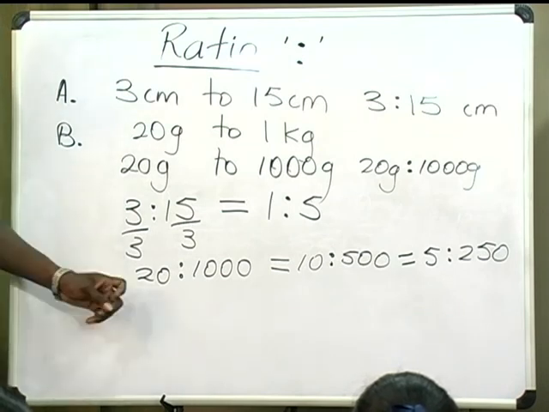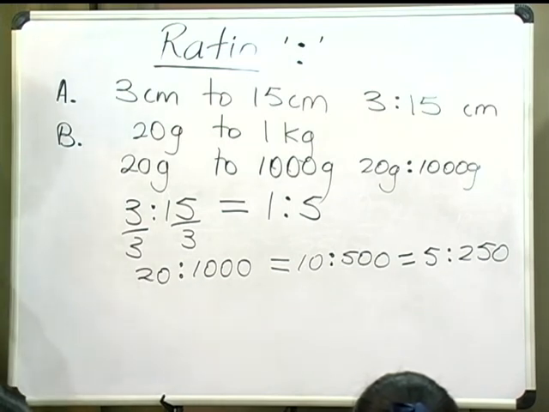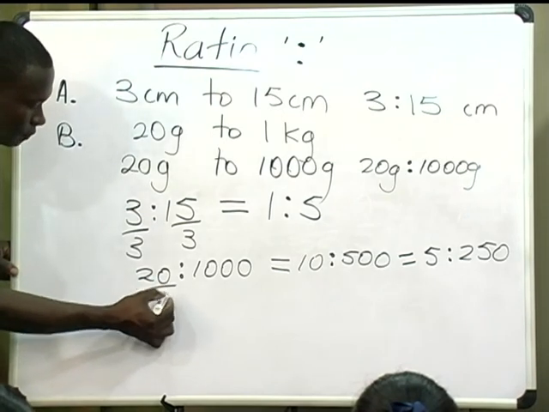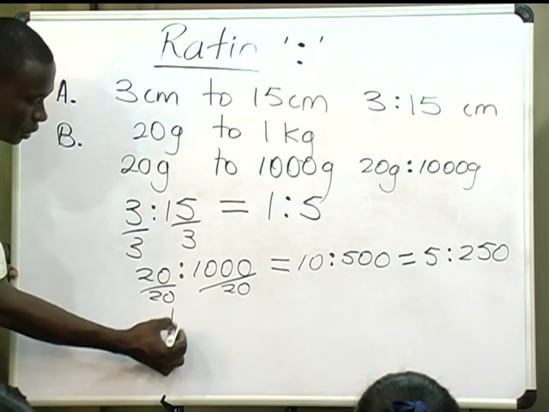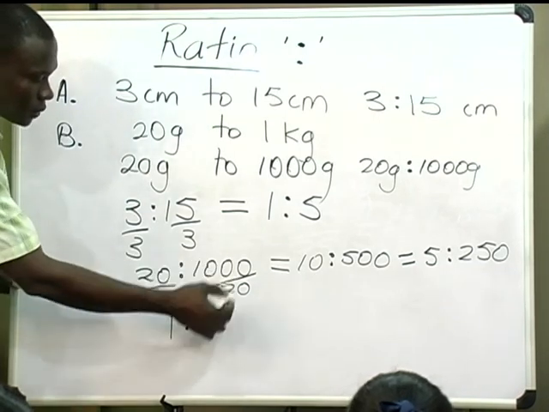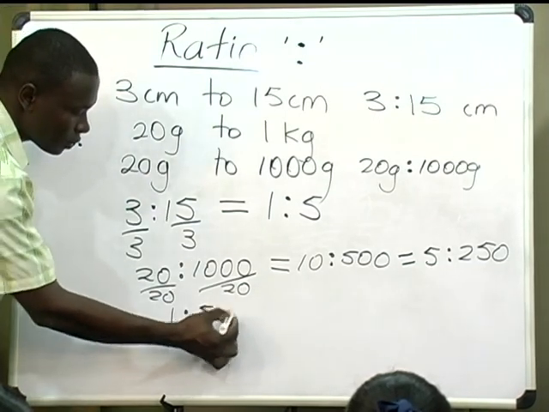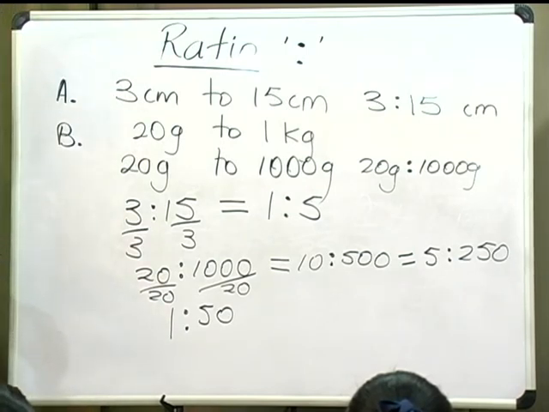Or, as you said previously, we could just look at this and divide both of them by 20. And it will give us 20 divided by 20 is 1, and 1,000 divided by 20 is 50. So 20 to 1,000 is the same as 1 to 50.